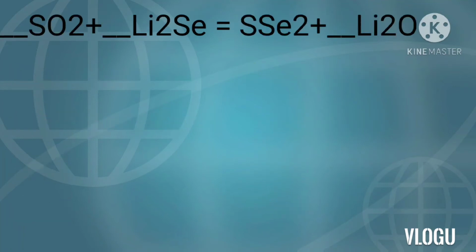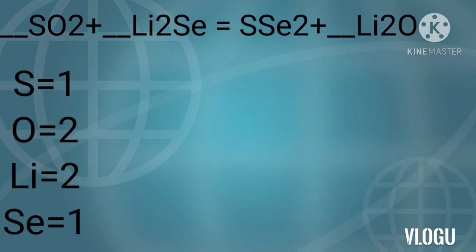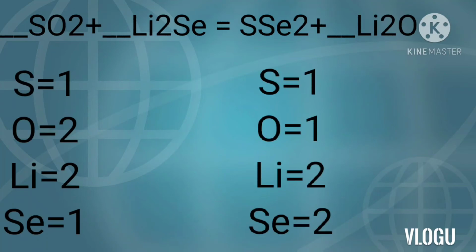Next, we have sulfur oxide plus lithium selenide equals sulfur selenide plus lithium oxide. Same steps, bring down the given terms. On the left, sulfur has 1, oxygen has 2, lithium has 2, and selenium has 1. On the right, sulfur has 1, oxygen has 1, lithium has 2, and selenium has 2. We have 1221 and 1122. It's not equal, so let's fix it again.